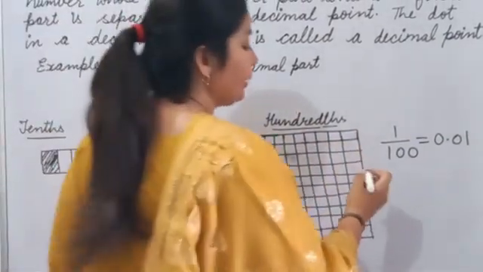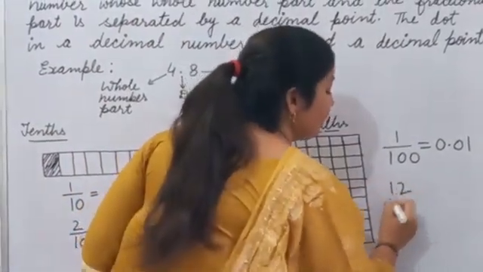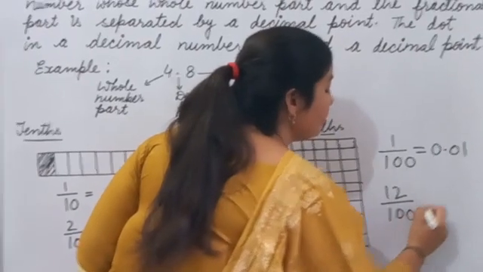Okay. Suppose we have 12 upon 100. So how will we write it in decimal form?